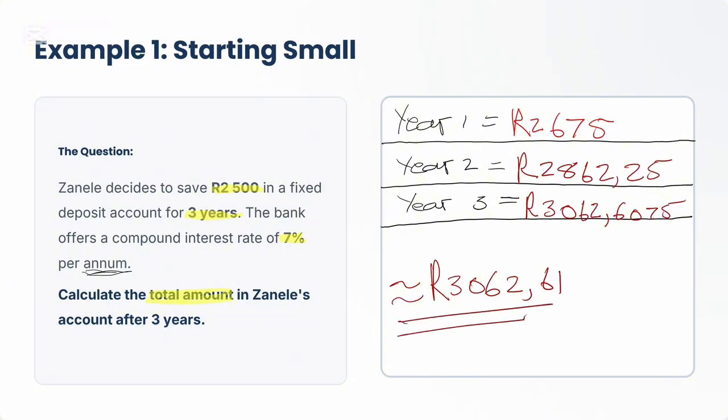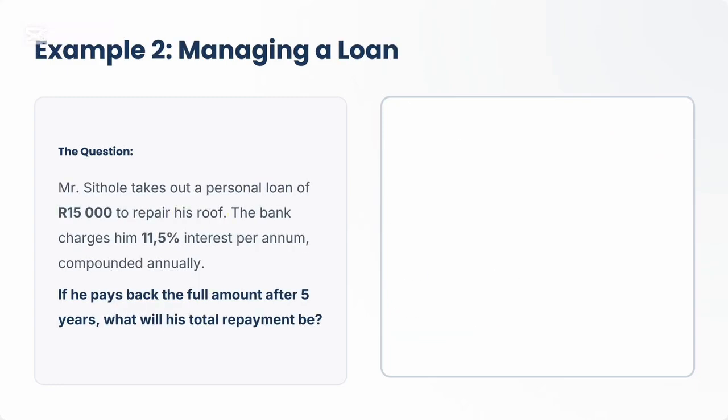Now let's move on to example 2. Mr. Sithole takes out a personal loan of 15,000 rands to repair his roof. The bank charges him 11.5% interest per annum, compounded annually. He pays back the full amount after 5 years. What will his total repayment be?